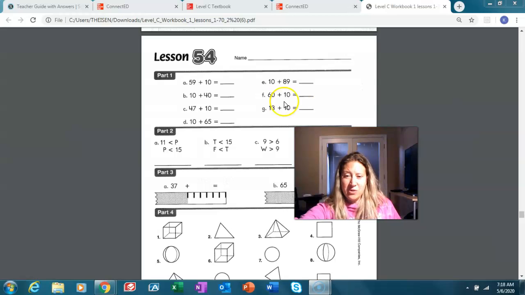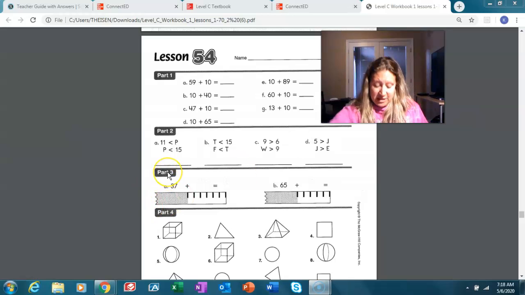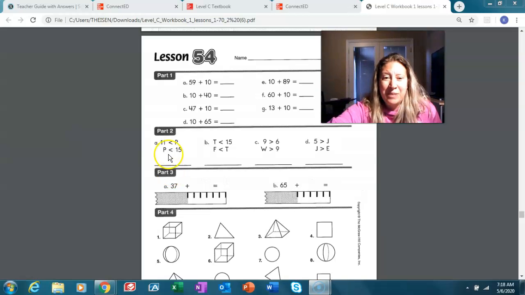Next, we are going to go on to part 2 in your workbook, which is the transitivity. Okay, so we're going to be reading the statement first, and we are going to eliminate, which means to take away, the middle number and write down the statement that compares the other two numbers, okay?